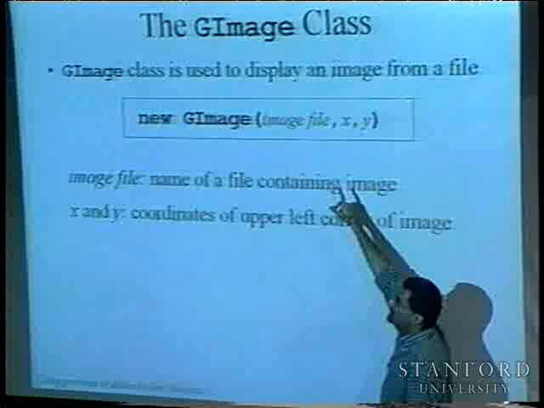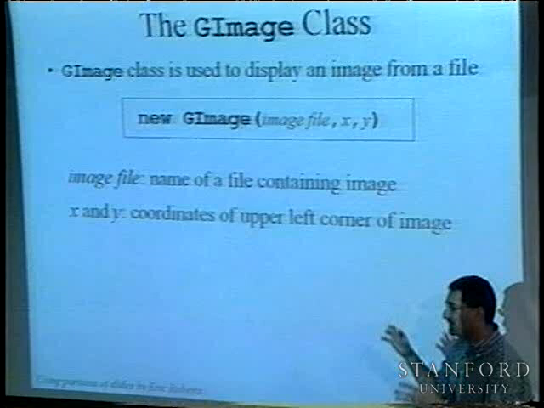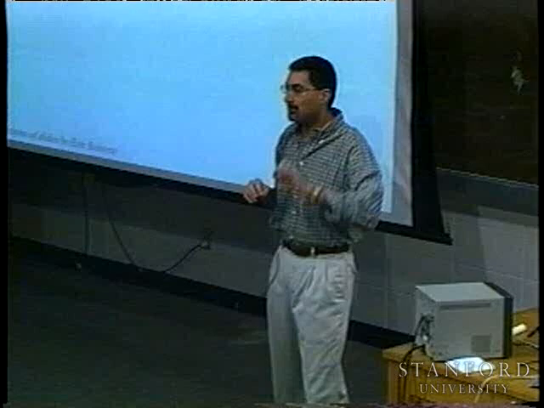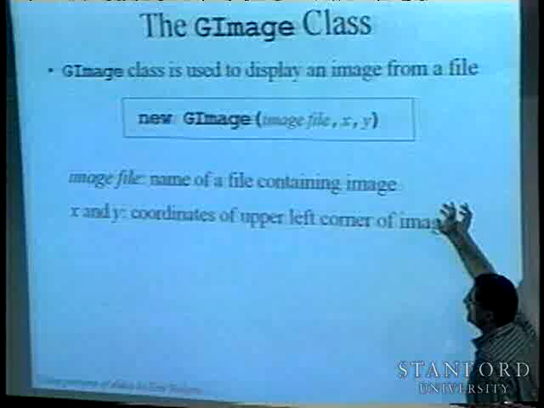That's the full file name, with a dot and whatever ending it has. And then the XY location for where you want to display that image. The XY is the upper left-hand corner of the image. Okay, so the image file is the name of the file containing the image, and X and Y, as I just mentioned, are those coordinates.